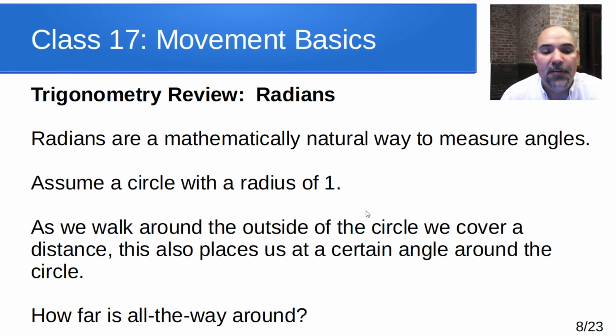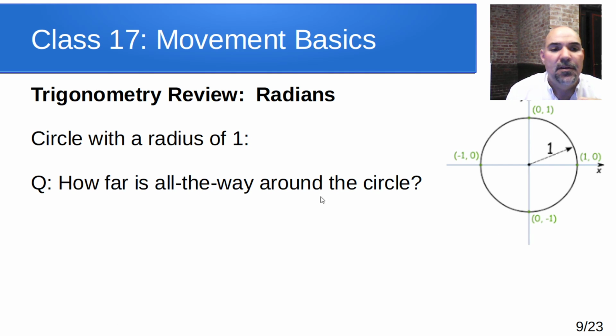So in other words, if I have a radius of 1, how far is it all the way around the circle? Well, think back to what pi means. Pi is the ratio of the circumference to the diameter. In this case, we have a radius of 1, so the diameter is going to be 2. So that means the distance around that circle is going to be 2 pi. So, circle with a radius of 1, how far is it to walk all the way around? The answer: 2 pi.